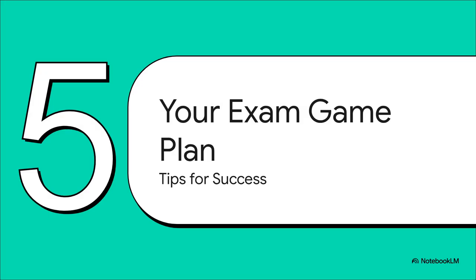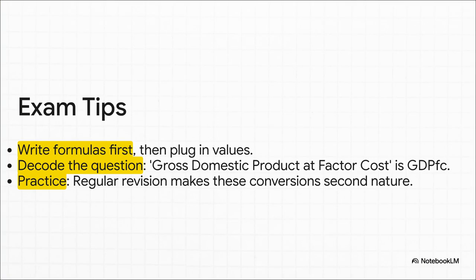Now, let's wrap this all up by turning this knowledge into a practical game plan that you can actually use to ace those exams. Okay, 3 quick tips to make this stuff stick. First, when you get a calculation problem, always write out the formula before you plug in the numbers. It'll save you from making silly mistakes. Second, learn to decode the language. Gross domestic product at factor cost is just a long way of saying GDPFC. And finally, you know it, practice. Just run through these conversions a few times and they'll become second nature.